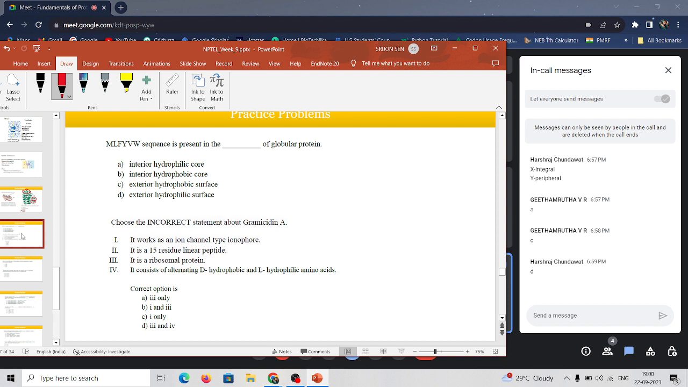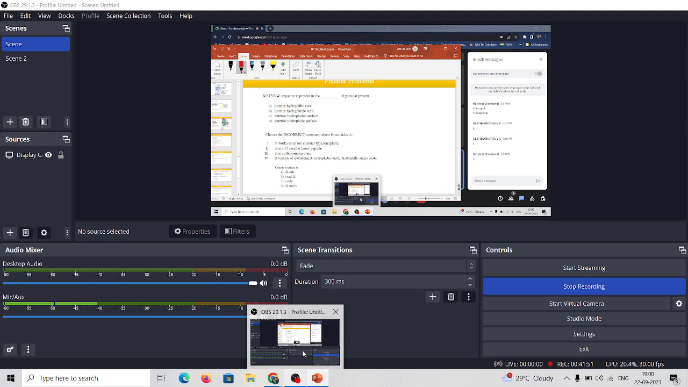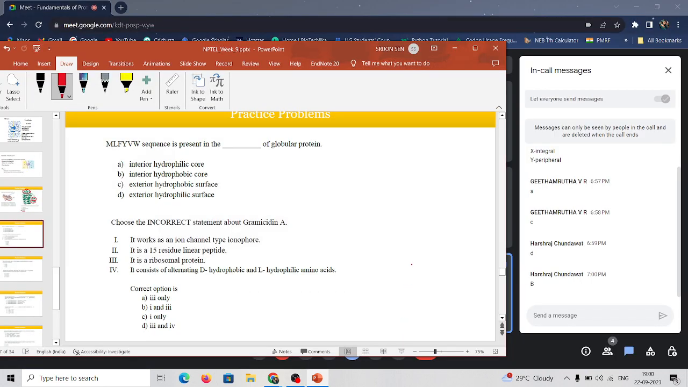M, L, F, Y, V, W. These are the amino acids, and this sequence is present in the dash of globular proteins: interior hydrophilic core, interior hydrophobic core, exterior hydrophobic surface, or exterior hydrophilic surface. Read the question and then answer. Study the nature of the amino acid and then you can understand in which position it would be present. Okay, you're telling B. Okay.